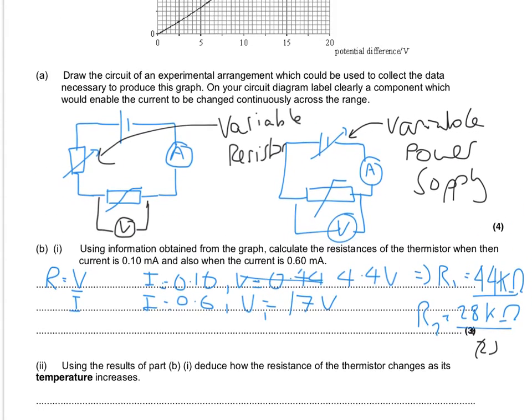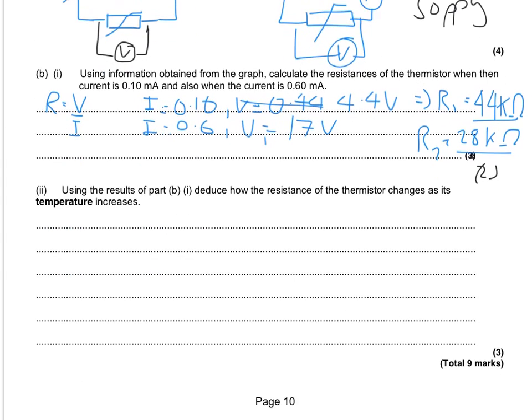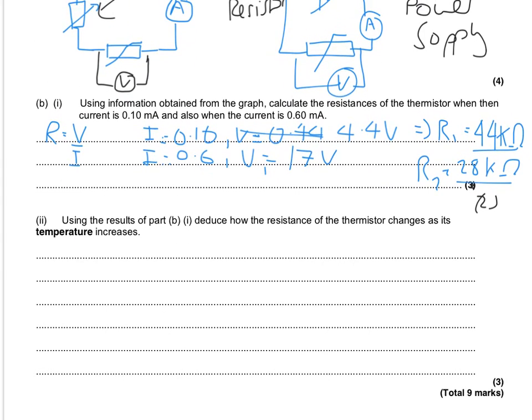Okay, so that's those sections there. And then it says, using the results of B part 1, deduce how the resistance of the thermistor changes as current increases. Now, a lot of people clearly did not read this question and so just wrote, as temperature increases, the resistance decreases. No, not all thermistors are like that. You can't just state things. The key word here is that it says deduce how the resistance changes.